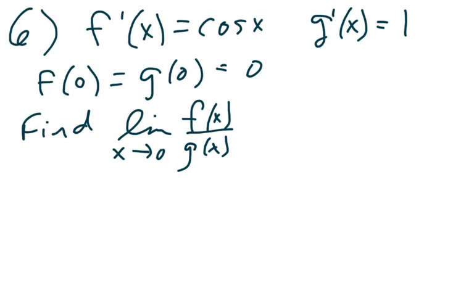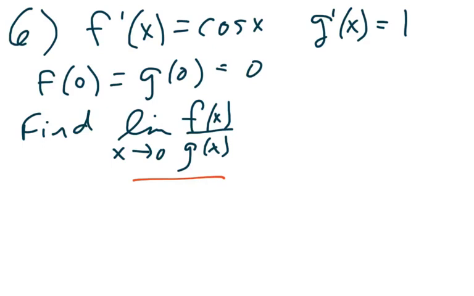All right, so question number 6 was the first one. Now, this one is a little bit interesting. It goes back to the idea of L'Hopital's rule that we learned about. So we're given the information that f prime of x equals cosine of x and g prime of x equals 1 for all values of x. Now we're also told f of 0 equals g of 0 equals 0. But then we want to find this limit here.